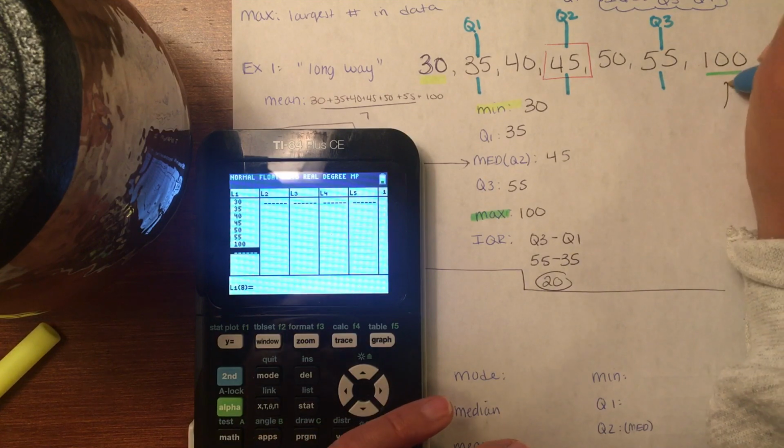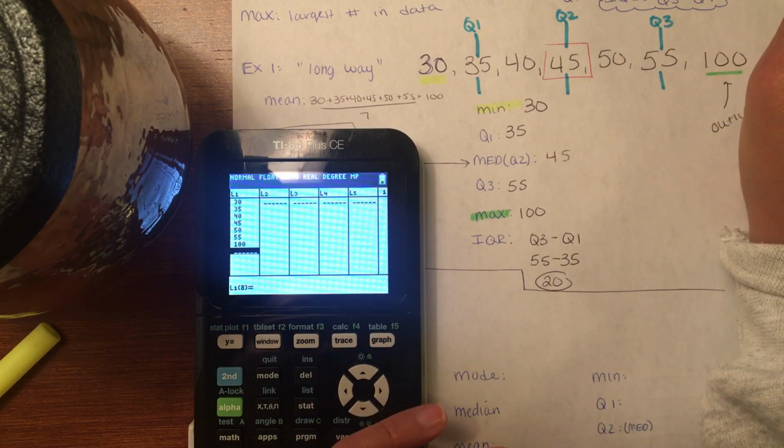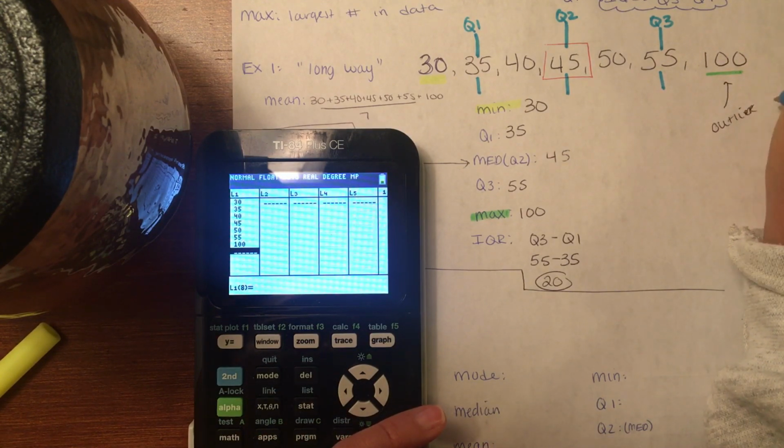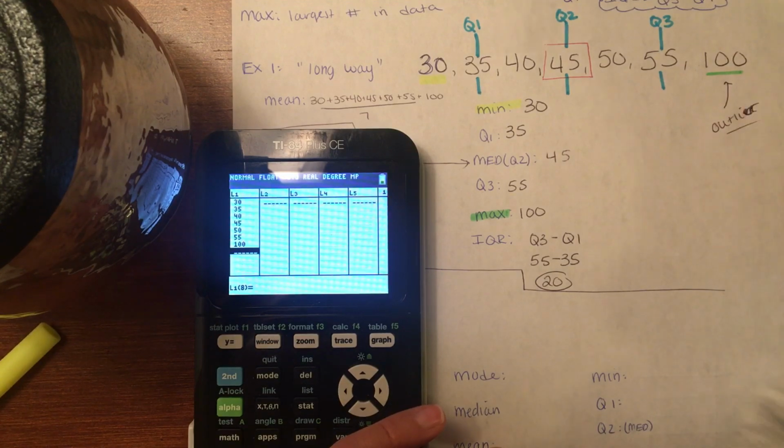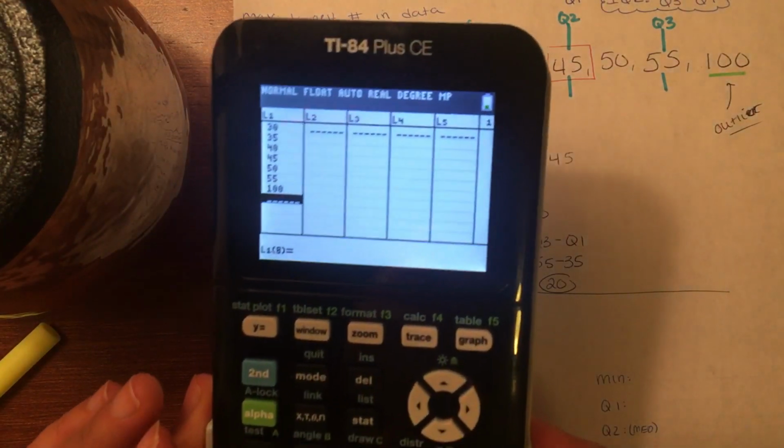And you might want to just write down outlier. Now I'm questioning how to spell that. I think so. Good thing I'm not an English teacher.